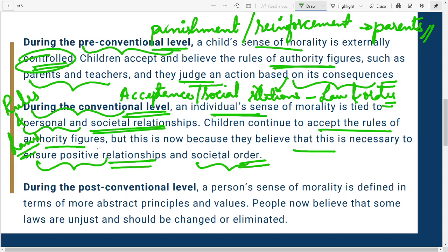So here you accept yourself through other people's acceptance only. Okay, so if other people think you're a good person, you're okay with yourself. If other people don't think you're a good person, there's a problem. Okay, so that is how morality works here.